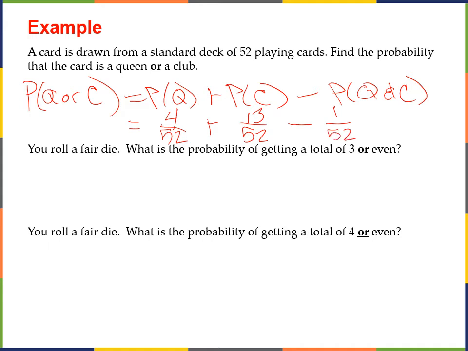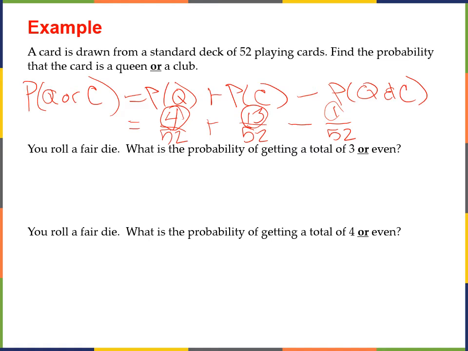The whole purpose of this formula, and the reason why we subtract the 1 over 52, is because the queen of clubs is counted here and the queen of clubs is counted here, in the cards that we're counting up to come up with this probability. So we're double counting the queen of clubs. We're counting it in the queens and we're counting it in the clubs. So we have to subtract one of those out because we don't want to double count anything when we're counting up how many ways our event can occur.